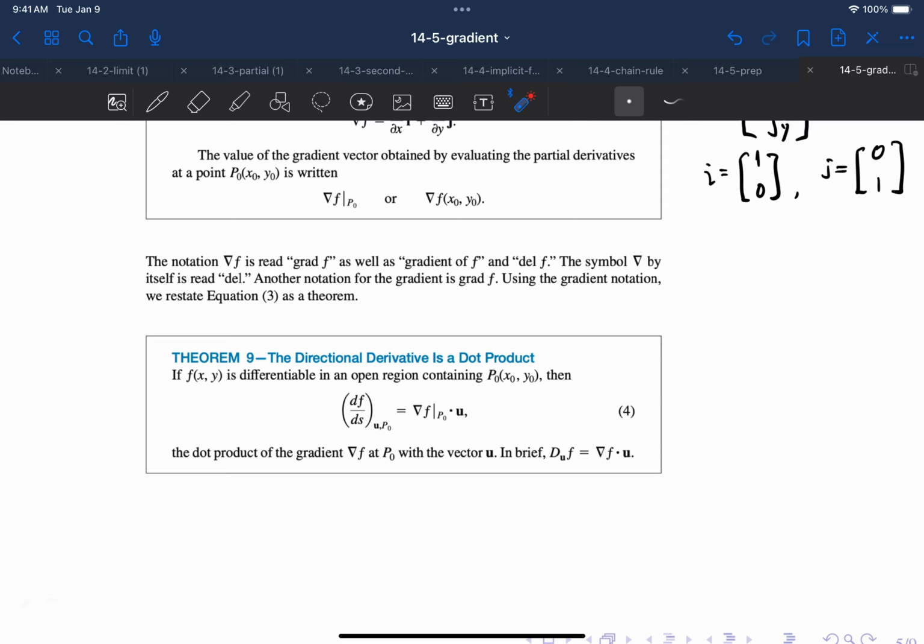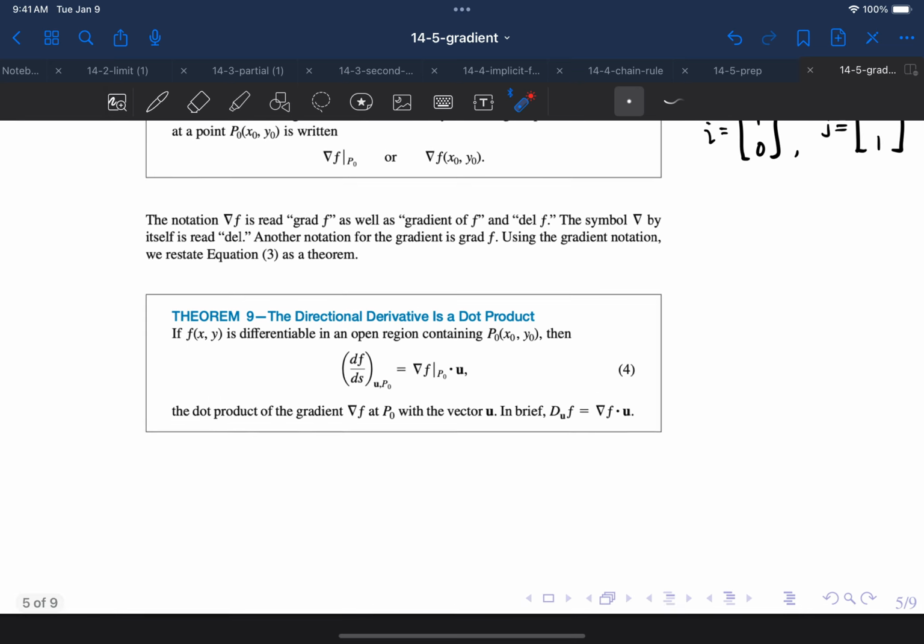All right, there are different ways people often call this notation: gradient f, or grad f, or del f. It doesn't matter, as long as you understand what it means. All right, then here is the theorem, a practical theorem, which should be used in the actual computation.